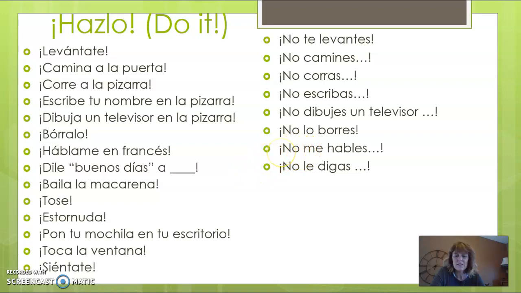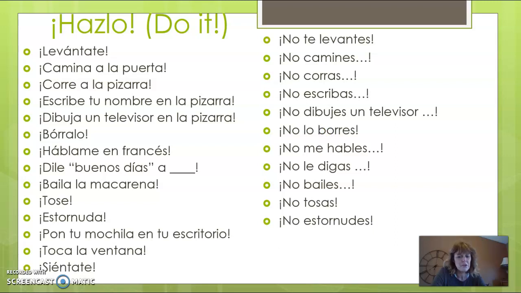Next one, don't dance. You're a horrible dancer. Do not dance the Macarena. No bailes la Macarena. Toser is an ER verb. What's going to be the negative command? Don't cough. You're getting germs everywhere. No tosas. It's fitting your pattern, right? Estornudar is an AR verb. Don't sneeze. No estornudes.